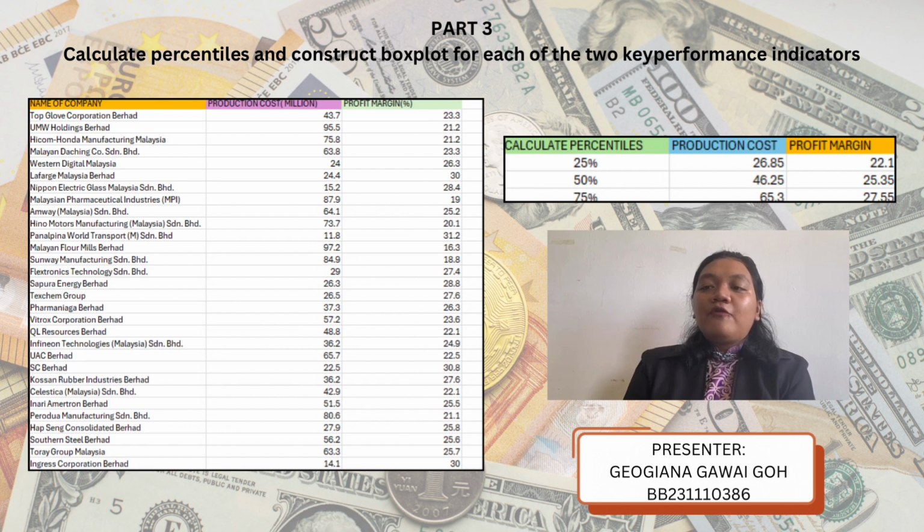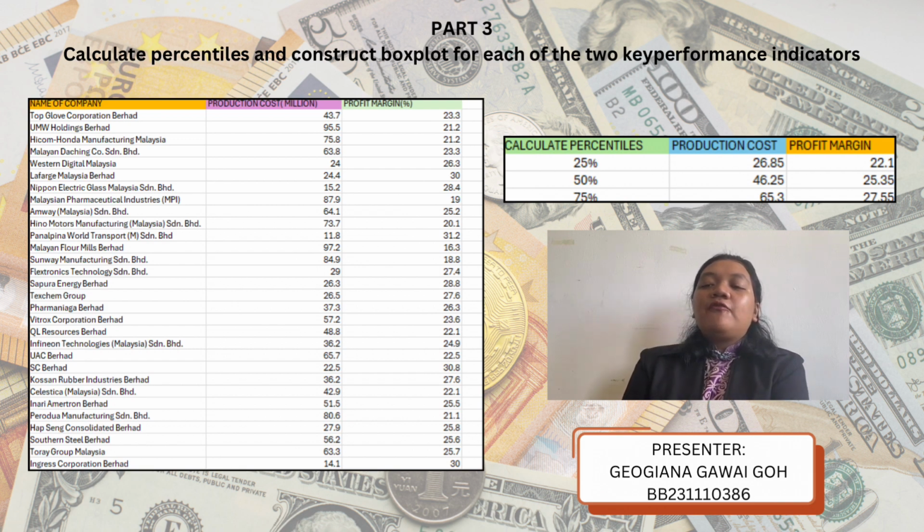Next, for profit margin, the 25th percentile is 22.1, indicating the lower performing 25% of companies in terms of profit margin. The median profit margin is 25.35, which is the middle point where half of the companies fall below and half above.